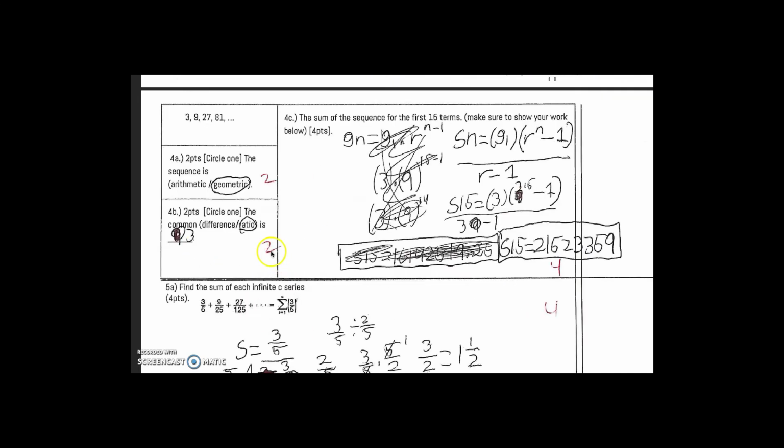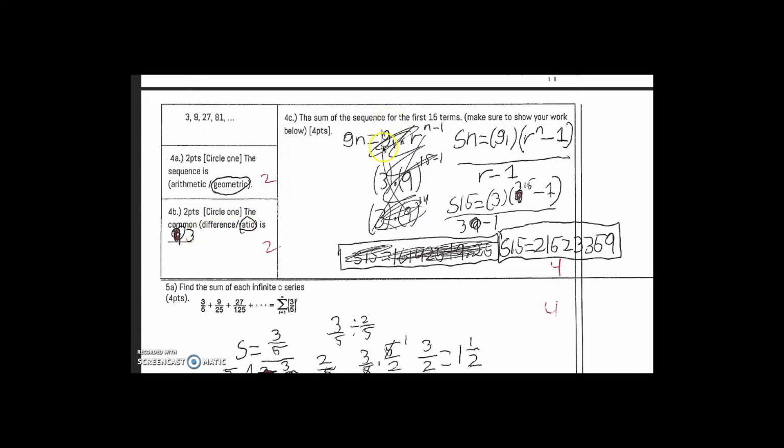Here on the back side, I don't have a scanned version of mine, but I do have student work. So let's look at student work. I have a sequence of numbers here, 3, 9, 27, 81. So that is geometric. What's happening? You are multiplying by a common ratio, which is positive 3.